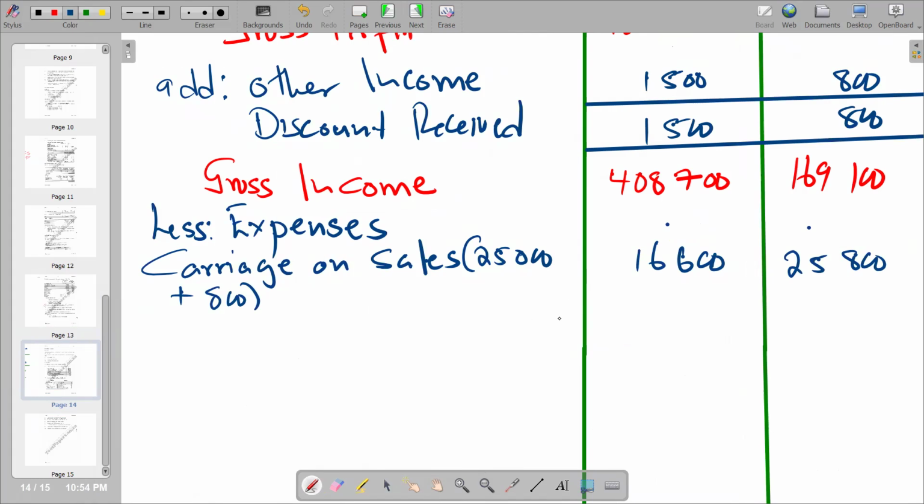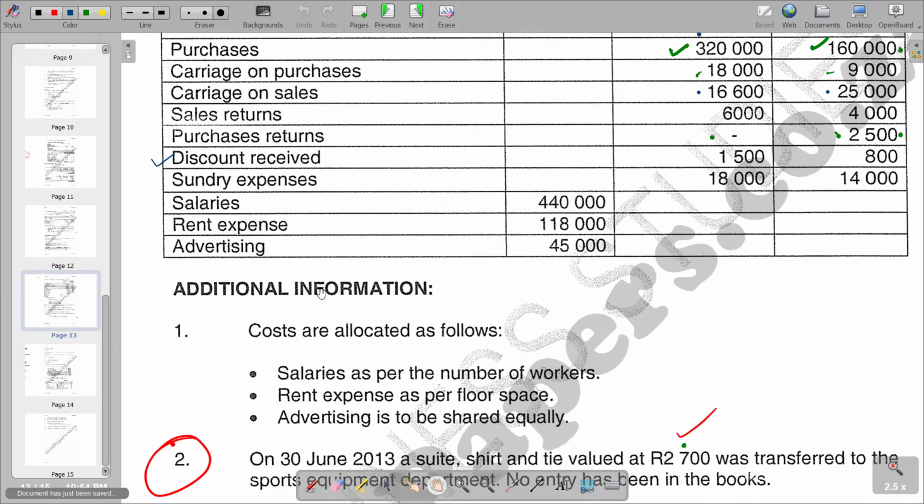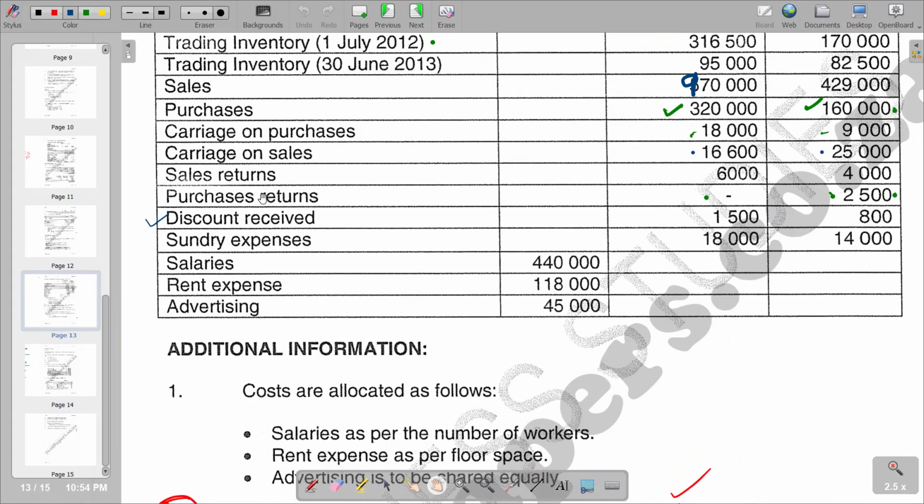25,800. So this is what we have on this part. And then we check another expense that we have just beneath our carriage on sales. We have got sales returns. We did adjust that in the trading account. We go to purchase returns. We did adjust that. Discount received, we adjusted under the income.